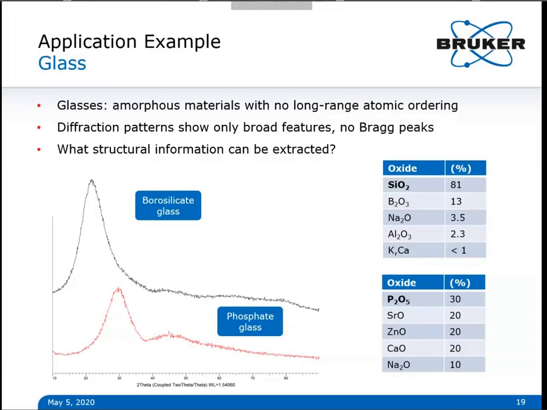Glass and other amorphous materials are interesting for PDF analysis for obvious reasons. There's no long-range ordering of atoms, and the diffraction patterns only show broad scattering features, which makes it difficult to do any structural analysis. So let's consider two glass materials, borosilicate glass and a phosphate glass. From the diffraction patterns, we can see that the two materials are different, but can we in fact extract any useful structural information?